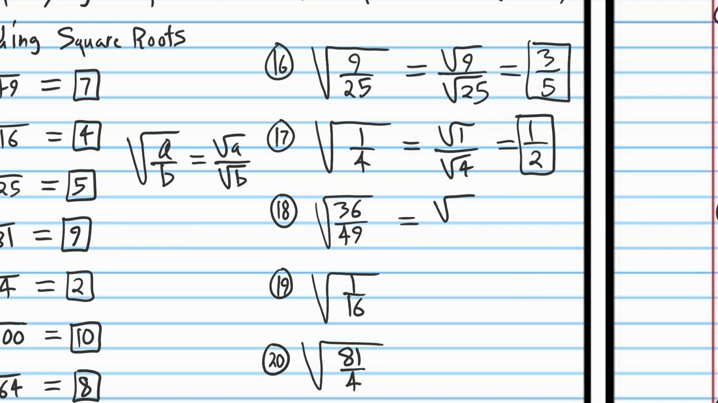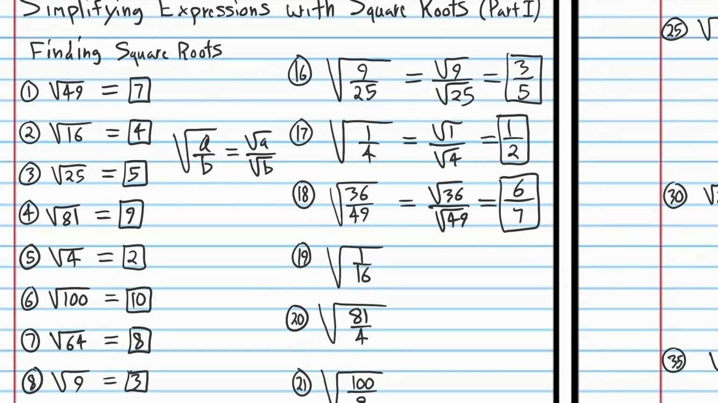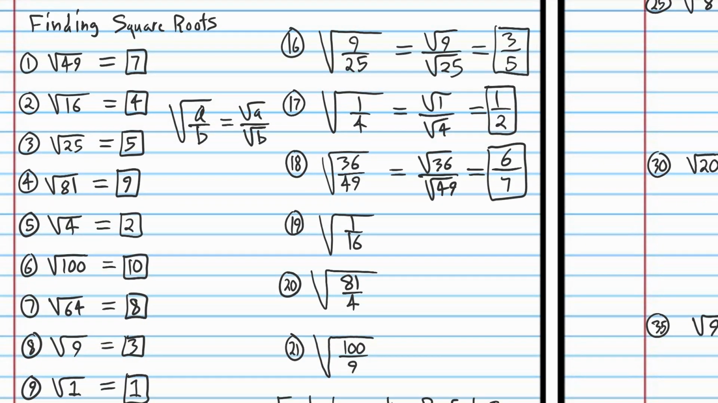All right, we're back. So the square root of a fraction is equal to the square root of the numerator over the square root of the denominator. And what number times itself equals 36? That's 6. What number times itself equals 49? That's 7. 6 over 7. All right, so try number 19. If you got 6 over 7, good job. And try number 19, and when you come back, we'll do it together.